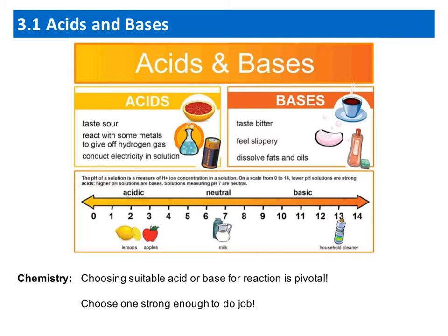In organic chemistry, choosing the right acid and base is very important because they need to be strong enough to complete the chemical reaction. So pKa values are very important in organic chemistry.